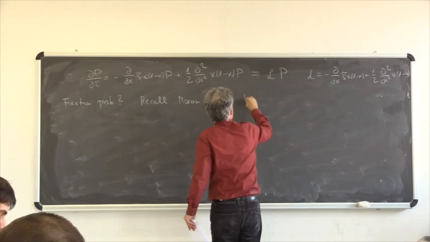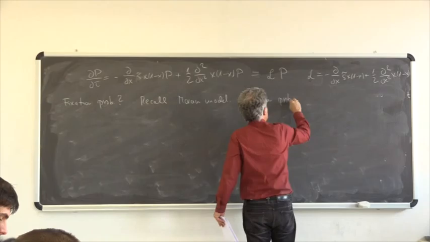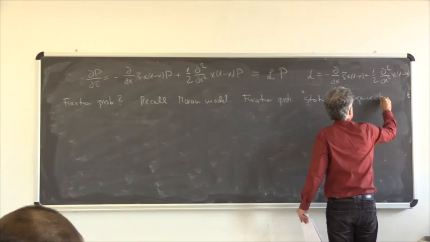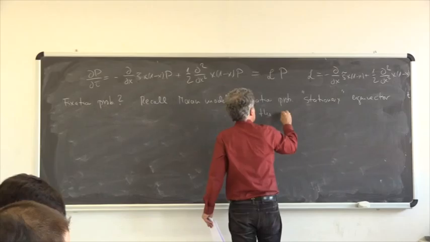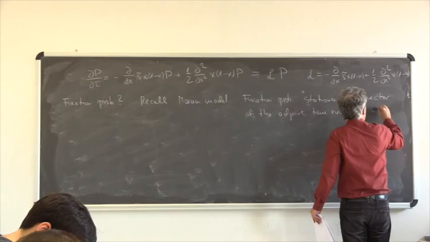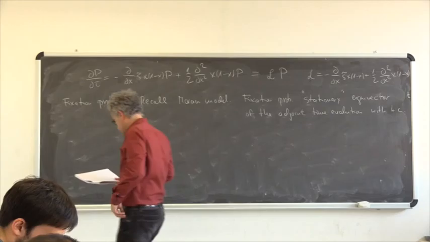So the fixation probability is something like a stationary eigenvector of the adjoint time evolution operator with appropriate boundary conditions. So this is what I discussed in the beginning.